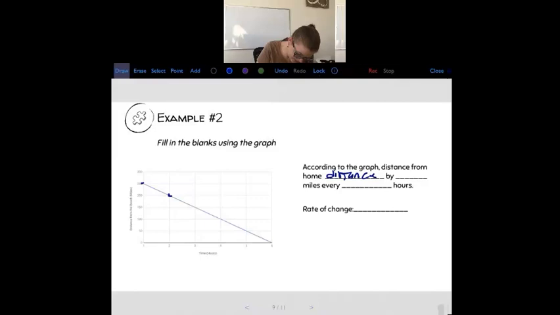So we start at 250, and then to get to this point here, we go down 50 miles, and then we'd go over 2 hours. Okay, so in this case, the rate of change would be negative because it's decreasing, and then your units would be miles per hour. Okay.